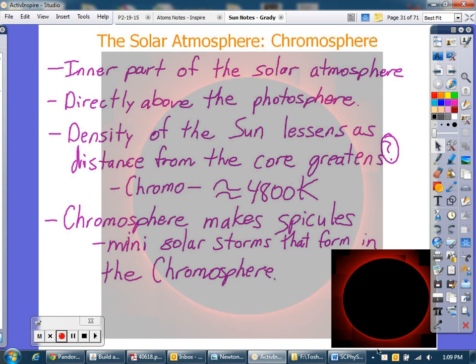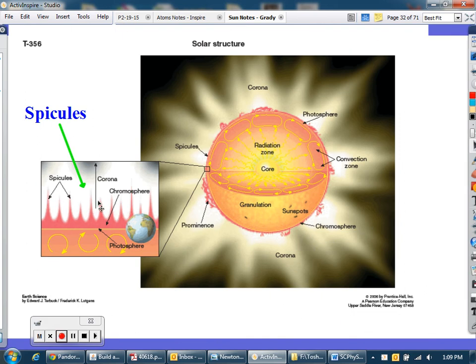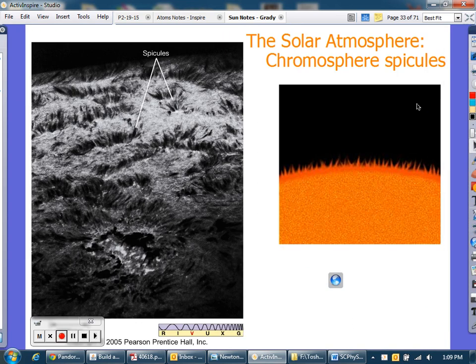It's a great shot of the spicules, right? The little mini storms. I like this diagram a lot. These little mini storms right off the surface. It's nothing as big as the solar flare, but still visible. So this is a good shot of them.